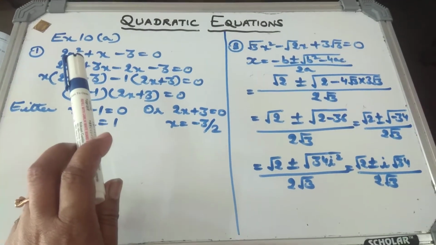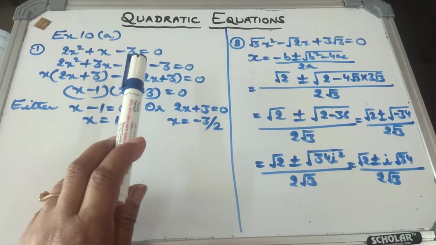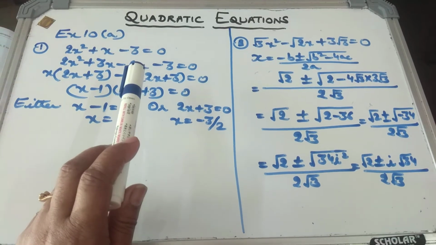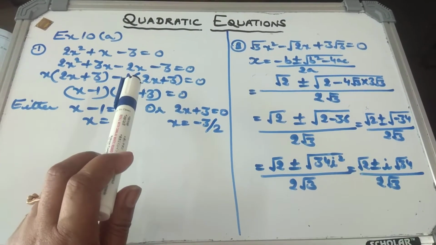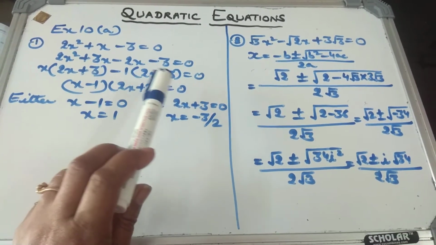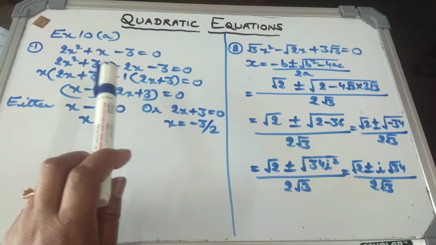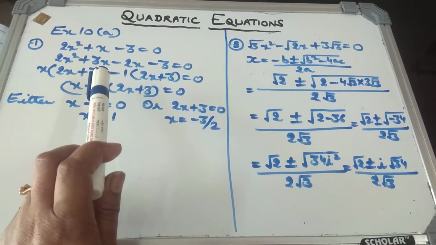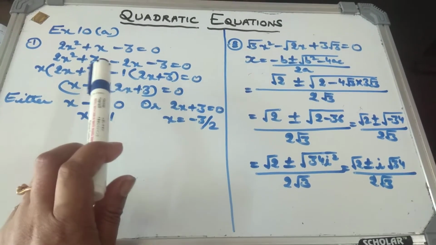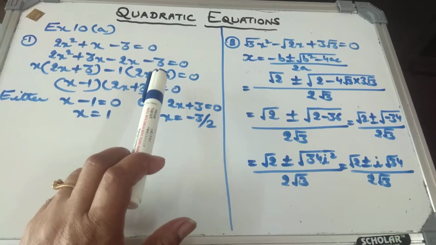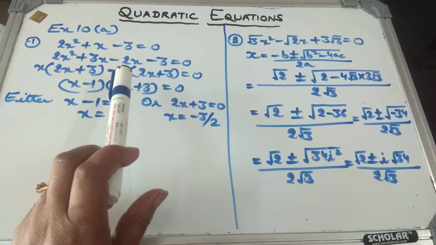Now you already know 2 into minus 3 is minus 6. That means the algebraic sum should be plus x and the product should be minus 6. This is how we split the middle term. So we can write plus x as plus 3x minus 2x. So 2x square plus 3x minus 2x minus 3 equals to 0 is the second step.